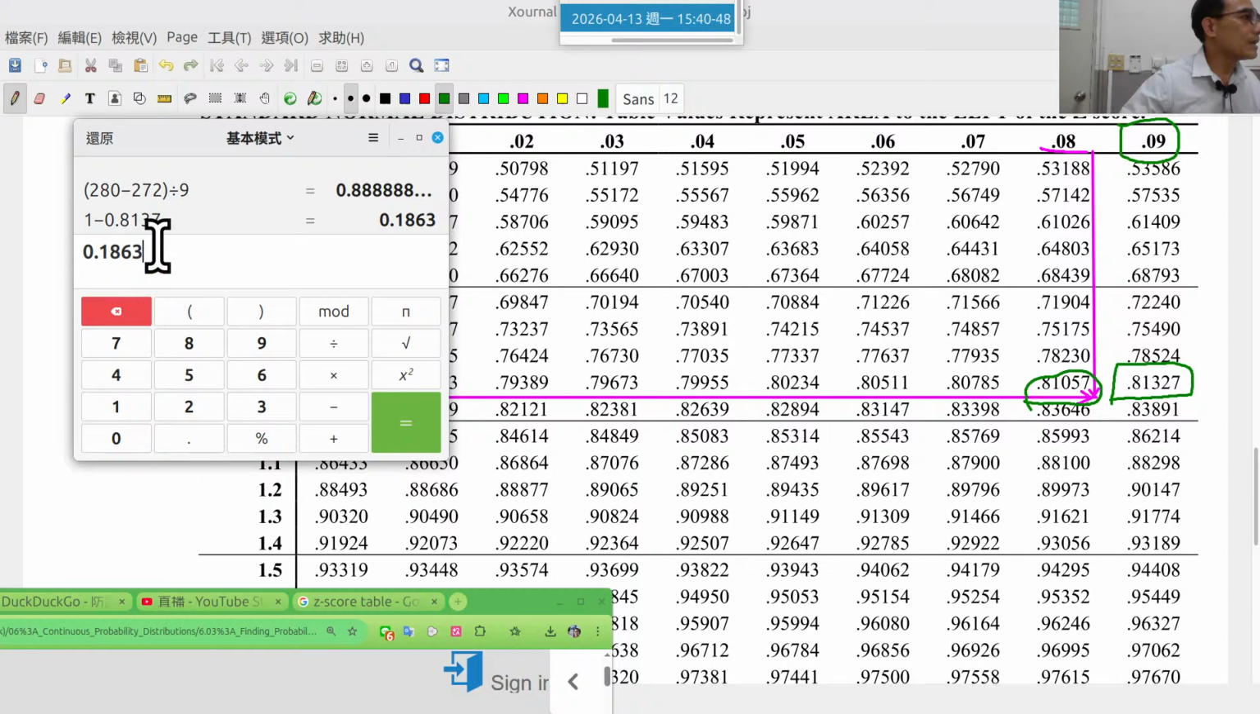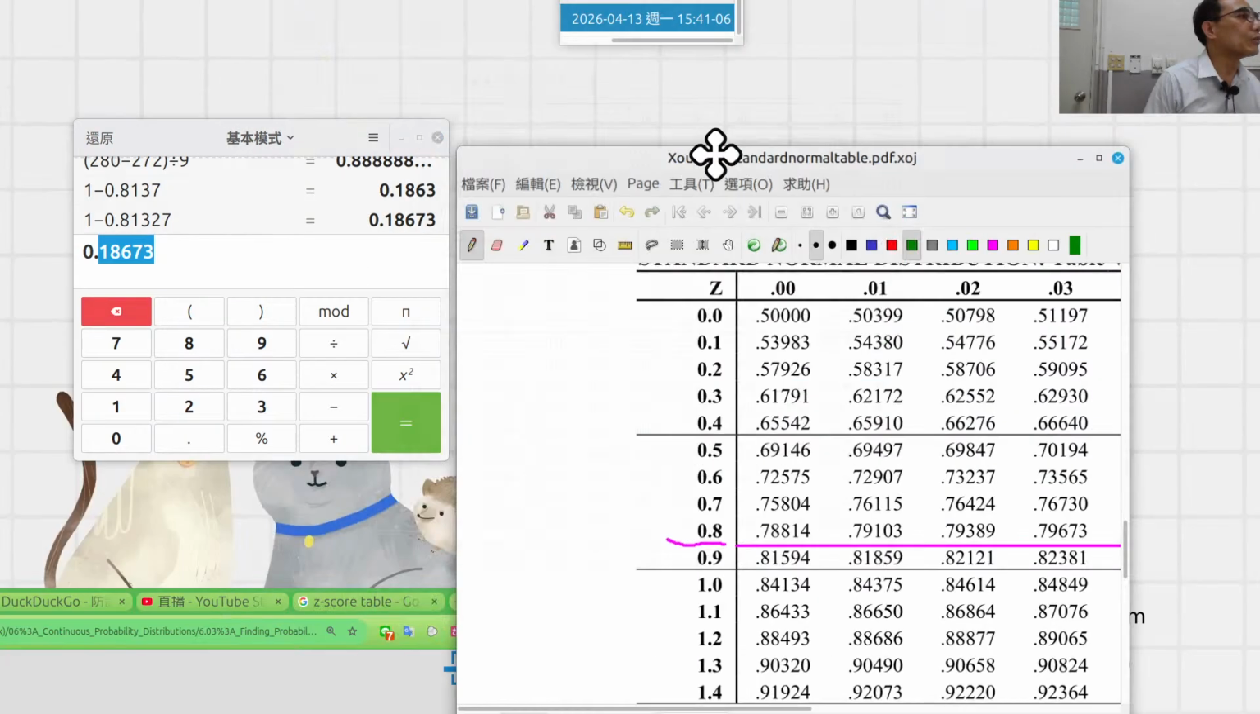Okay, so sorry, it should be 8132, not a 7. I forgot the 2 between the 3 and 7. So the result will be 0.1873. And our textbook here.